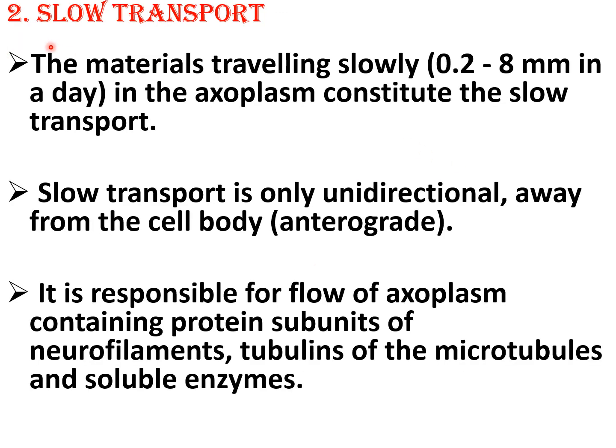Then second is slow transport. So fast transport occurs by both anterograde and retrograde. Now slow transport. The materials travel very slowly, 0.2 to 8 mm in a day, in the axoplasm, and that constitutes slow transport. Slow transport is only unidirectional, away from the cell body, anterograde, and it is responsible for the flow of the axoplasm containing the protein subunits of the neurofilaments, tubulin of the microtubules, and soluble enzymes.